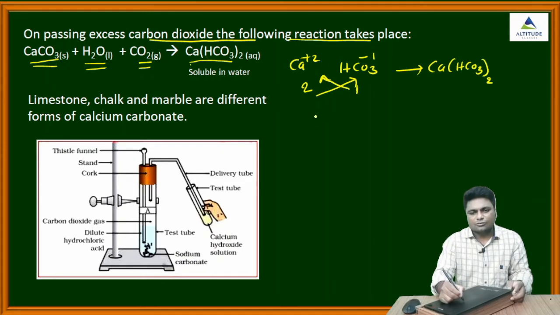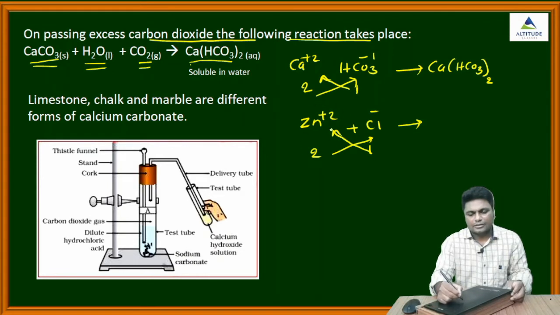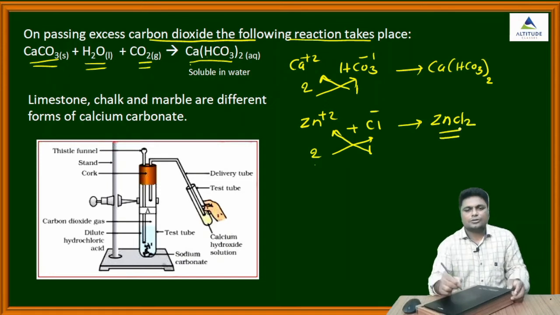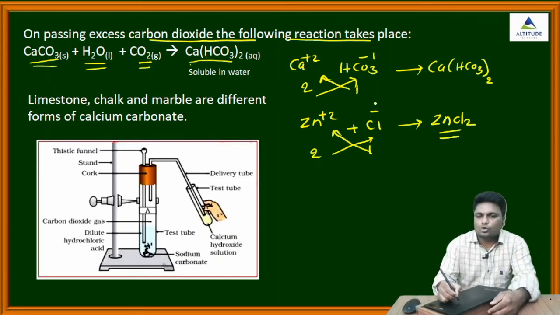For example, let me explain one more. Zinc is +2. What is the oxidation state of Cl? Cl minus. How to write it? Here the valence is 2 and this is 1, so just write this 1 under the zinc. Valence means the combining capacity of an element. The zinc combining capacity is 2, but the chlorine combining capacity is 1. So now it is ZnCl2. Understood? That is how to write the formula.